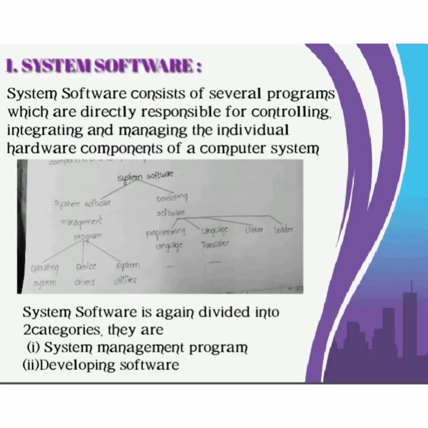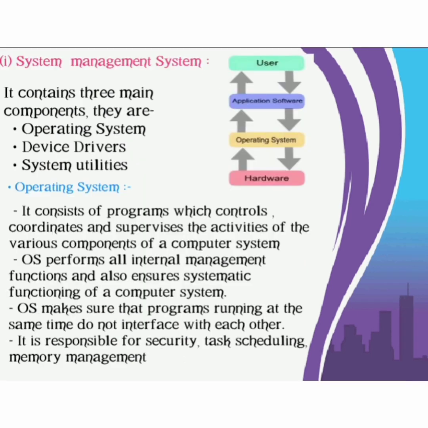System software consists of several programs which are directly responsible for controlling, integrating, and managing the individual hardware components of a computer system. We can see in this image that system software is divided into system management software as well as developing software. System management contains three main components. They are operating system, device drivers, and system utilities.